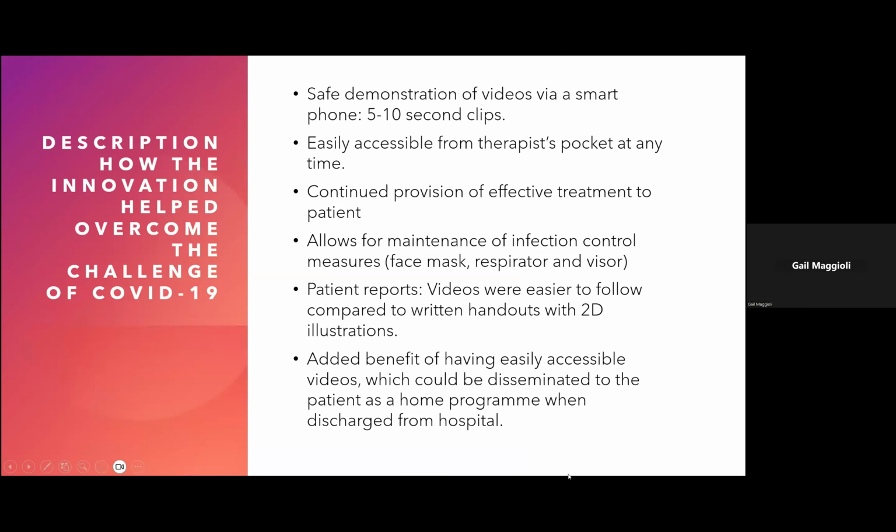So just to provide a description of how the innovation helped to overcome the challenge of COVID-19: safe demonstration videos were available via a smartphone, 5 to 10 second clips. As I said, they were very easily accessible from the therapist's pocket at any time. It continued the provision of effective treatment to the patient. So I was able to show them exactly on the screen how to do all of the exercises.